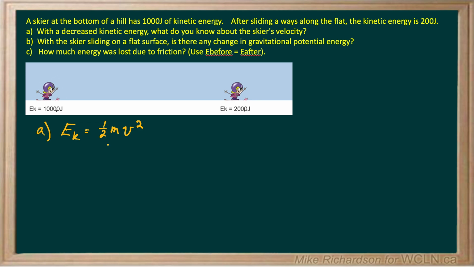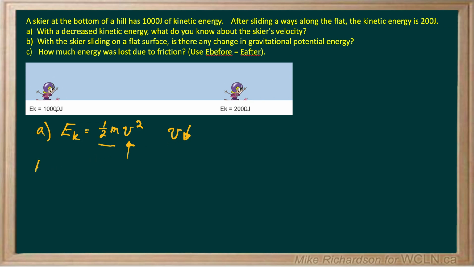Well, his mass isn't changing, and we know that kinetic energy is 1/2 mass times velocity squared. So if this first bit stays constant, then the decrease in kinetic energy must be due to the velocity alone. So if your velocity decreases, your kinetic energy must also decrease. So therefore, velocity must be dropping.